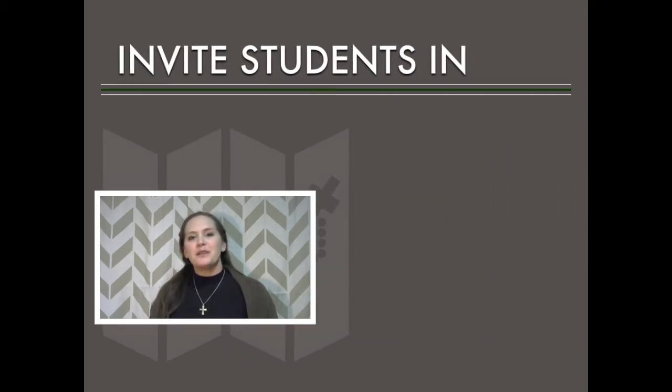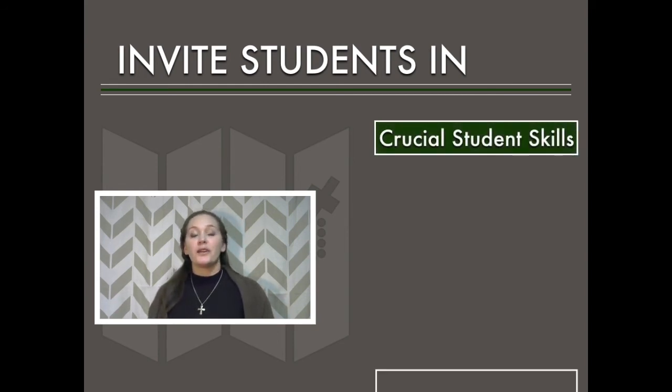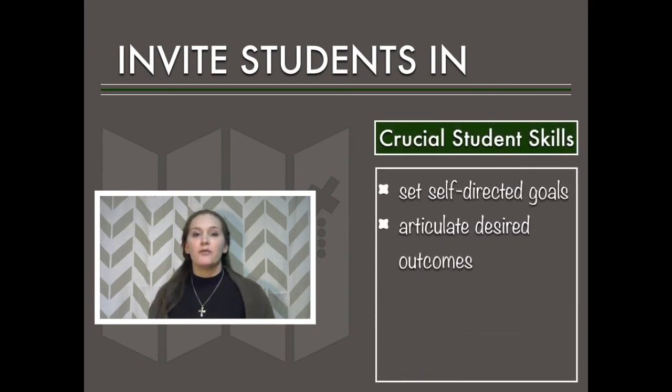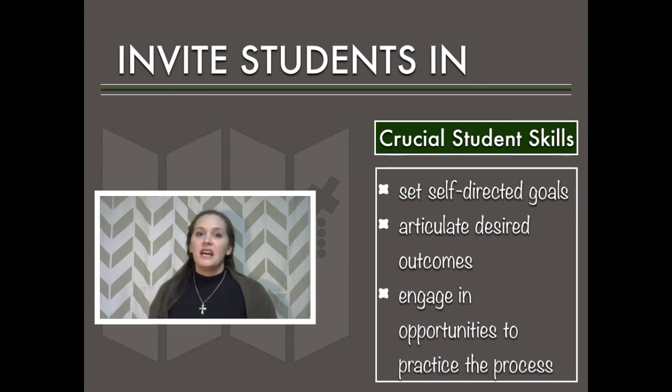The next important step in planning effective problem-based learning lessons is to invite students into the goal and outcome setting process. This is a critical skill students need to develop before they fly our nest. If you have asked very many students, why did you do that? The most common response is, I don't know. In helping students become successful adults, it's our duty to encourage and develop the skill of setting self-directed goals.